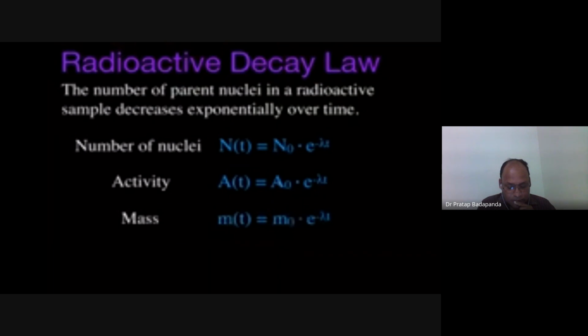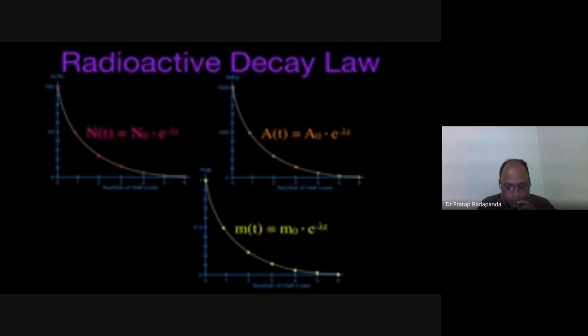You'll notice all three of these equations are essentially the same. In one case, we use the number of radioactive nuclei. In this case, we use the activity. And in this case, we use the mass. But they're all the same exponential decay, and you can see that if you look at the graph of each one.